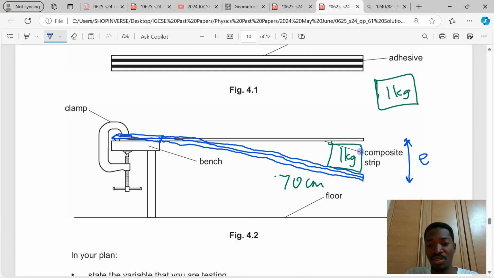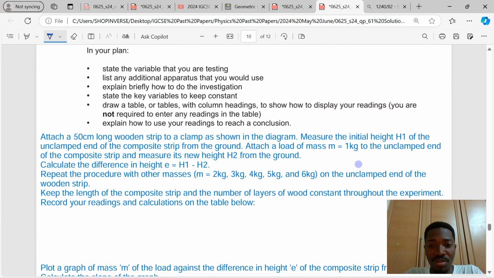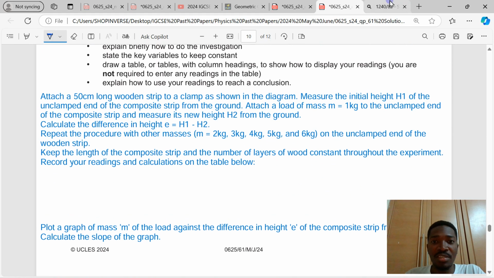So there are 3 different ways of approaching this experiment. Either by increasing the number of strips of wood, keeping every other value constant, or by increasing the mass you are placing on the wood, keeping every other value constant, or by increasing the length of the wood, keeping every other value constant. Now, this is what I've done. I've answered this question in both ways. Look at the first thing I did in this experiment here.